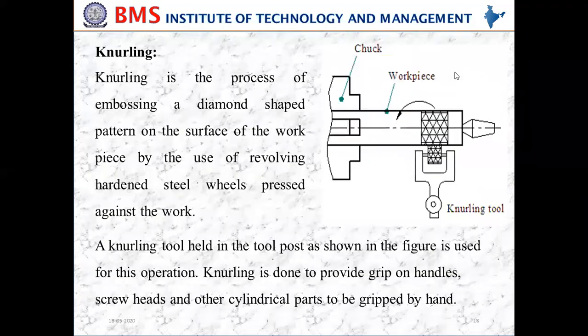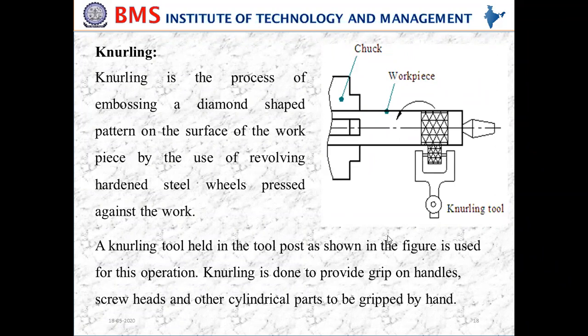And knurling is the process of embossing a diamond shaped pattern on the surface. Knurling is a process in which we emboss the diamond shaped pattern on the surface of the workpiece.